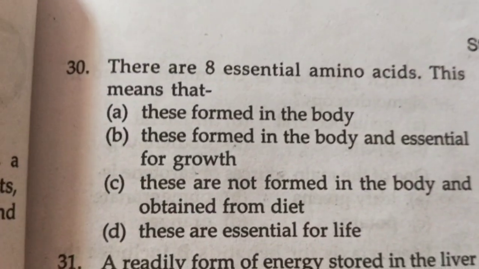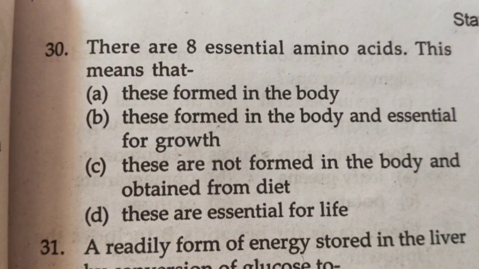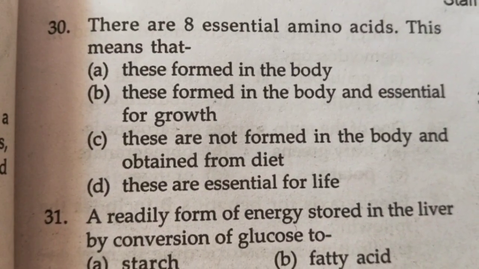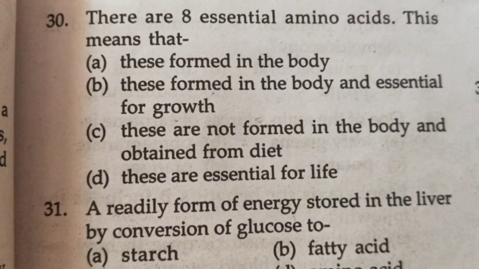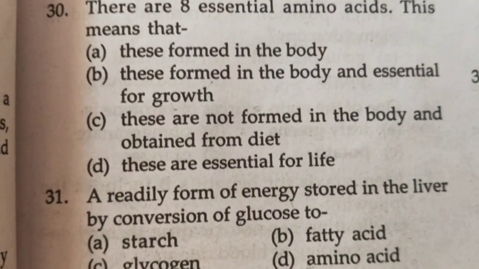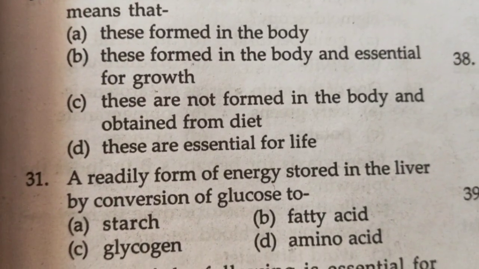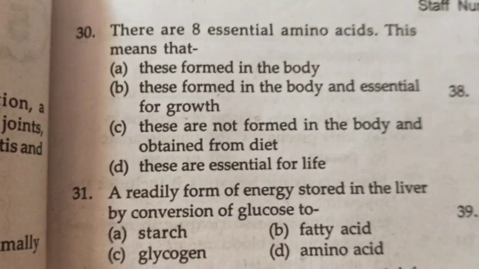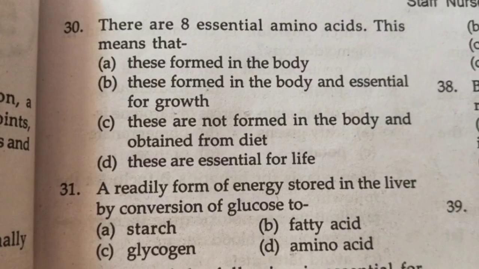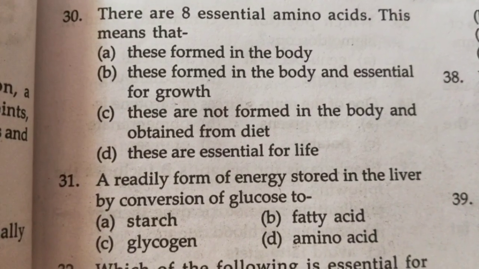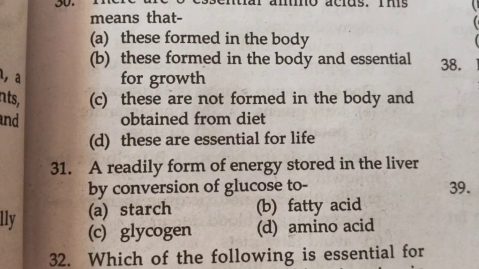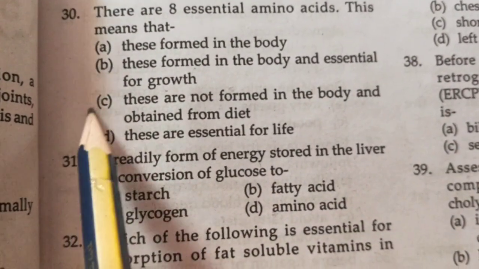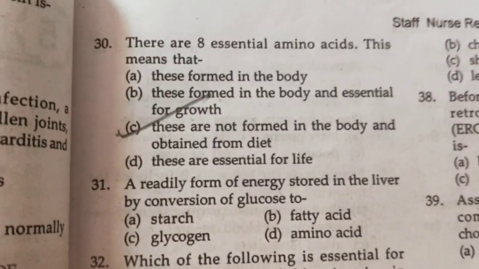Next, 30th question. There are 8 essential amino acids. This means that option A, these are formed in the body. Option B, these are formed in the body and essential for growth. Option C, these are not formed in the body and are obtained from diet. Option D, these are essential for life. Option C is the right answer.